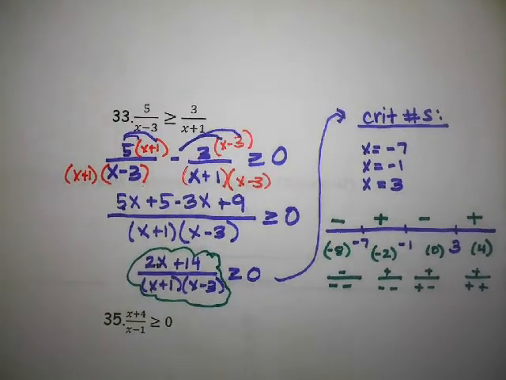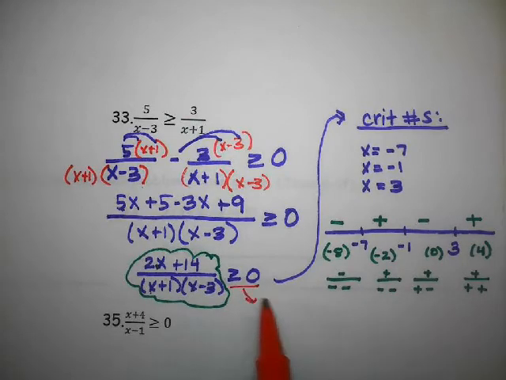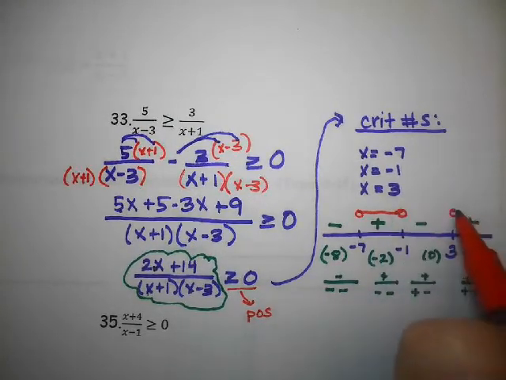Now, to determine whether my answer is the positives or the negatives, I am going to look back at this symbol right here. This says greater than or equal to 0. Numbers that are greater than or equal to 0 are positive numbers. So my answer is going to be here and here.